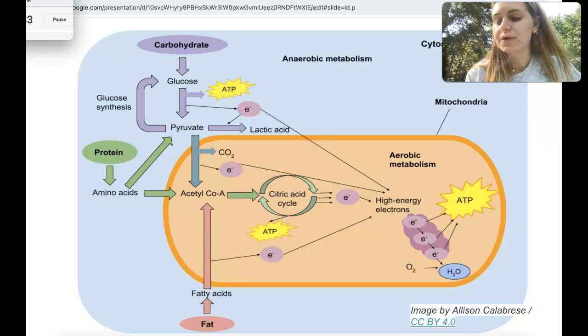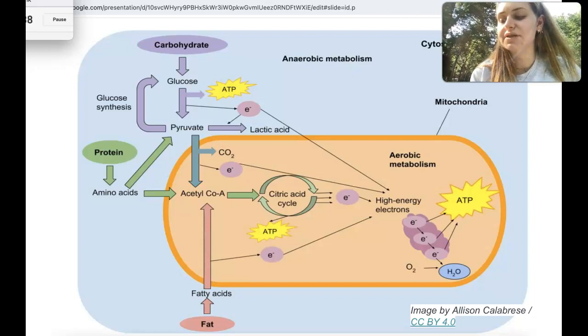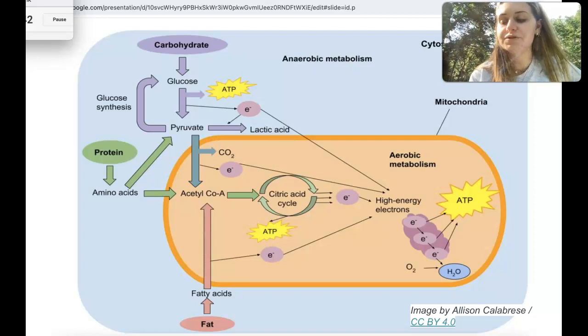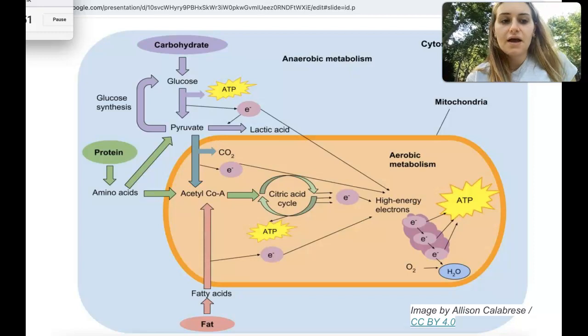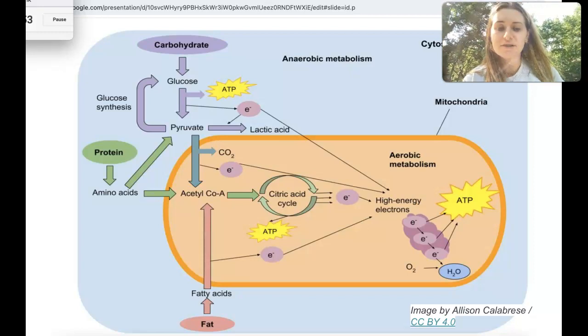So for short, high-intensity periods of exercise, muscle cells can break down glycogen into something called glucose 6-phosphate. This can help produce a little bit of ATP through glycolysis and keep the muscles working for a short period of time. And I'll explain to you how they can do that.